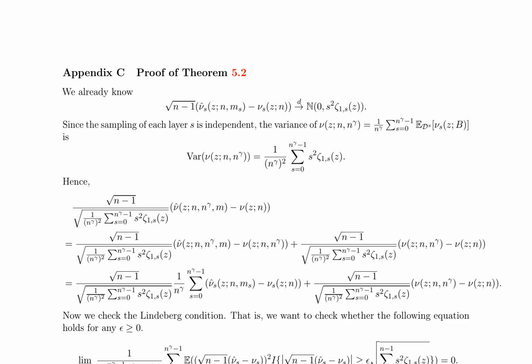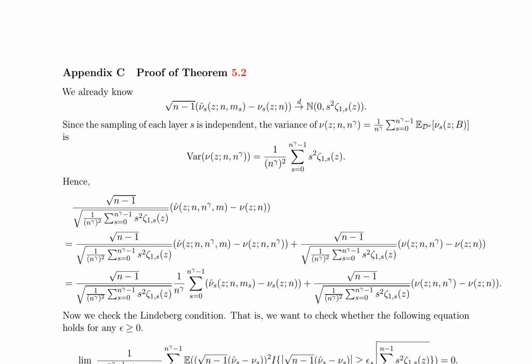This is achieved using the Lindeberg-Feller central limit theorem, which requires satisfying the Lindeberg condition and verifying that the variance converges to a constant. The variance of the statistical quantity, denoted as ν(z, n, nγ), is defined as the sum of variances of individual layers, scaled by the number of layers and the total number of samples. This variance is a function of the layer-wise variances, ζ_1,s(Z), and their sum.